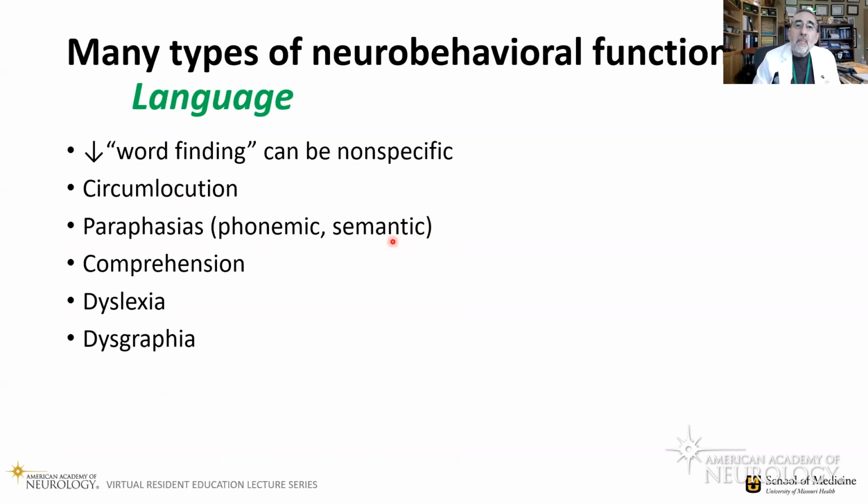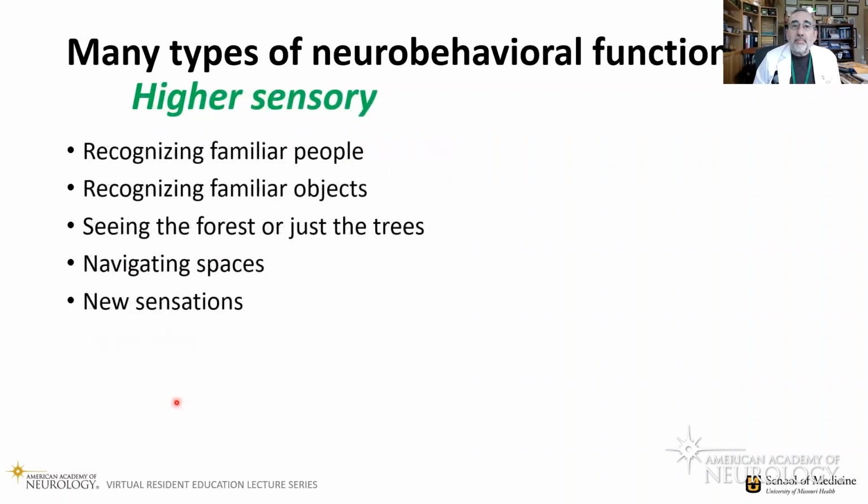As you know, many people have a problem that's not just with expressing language, but being able to come up with an understanding of language that they are receiving. That could also be in the form of dyslexia, where they can't read. And of course, there can be problems with writing. Any of these things are things you want to try and explore and understand if any of these things are happening in a patient. Higher sensory functions are also things you can think of as neurocognitive domains.